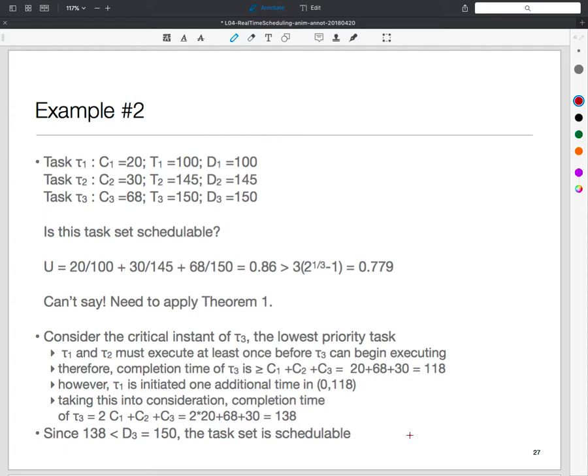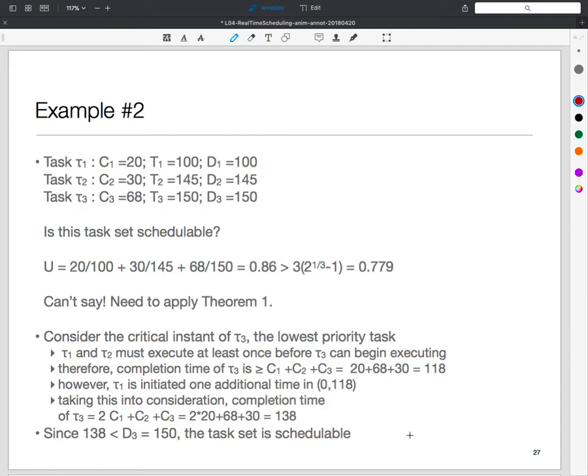a third task to it. So this one comes every 150 time units, takes 68 time. I apply U. U turns out to be 0.86 now, whereas for n equal to 3, that expression is 0.779. So unfortunately, this means in this case, I can't give you an answer. Okay, it may be schedulable, but we don't know for sure. So now we have to see.